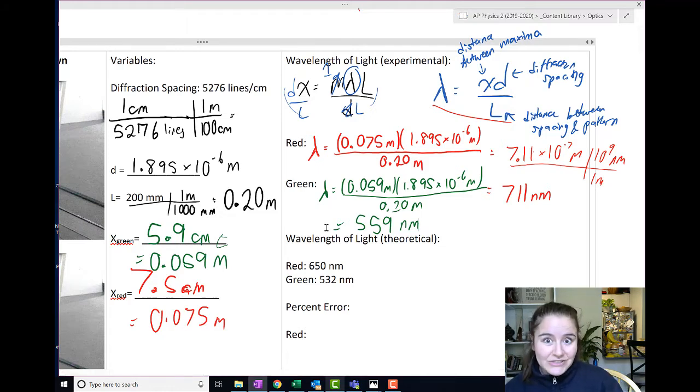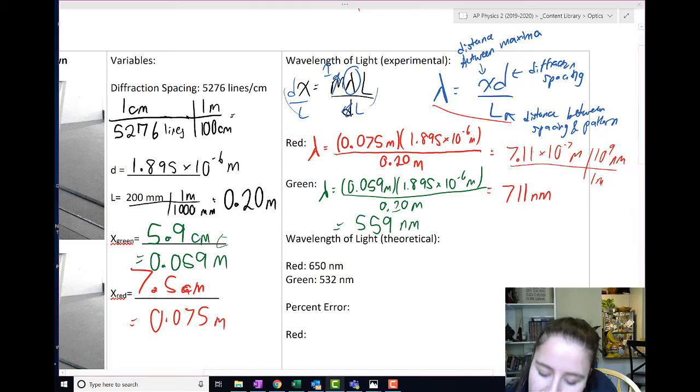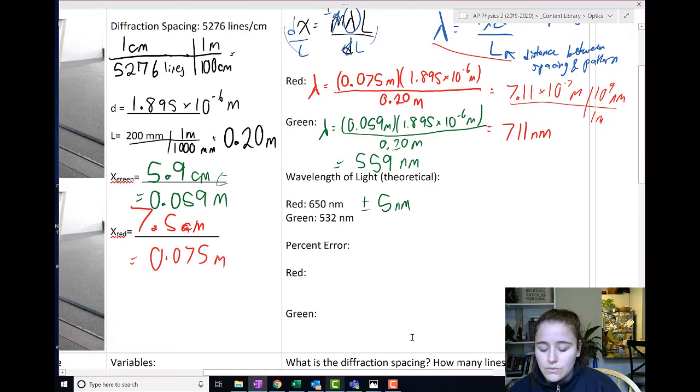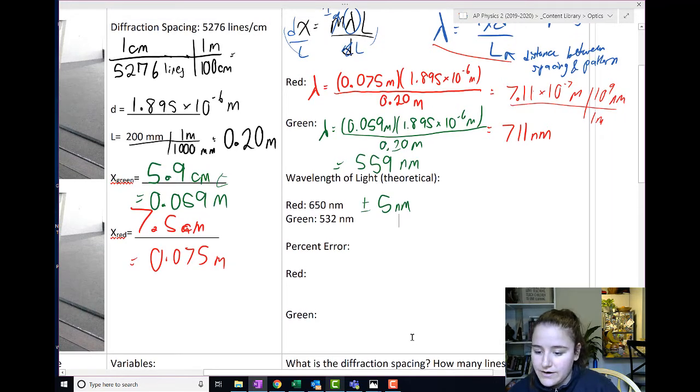Now, on the actual laser pointer, they report the wavelengths of the light. They report them with a certainty of plus or minus 5 nanometers. So granted, our red is a little off. Our green is less off, but it is what it is. So we can actually calculate our percent error if we needed to. Our percent error from the red.